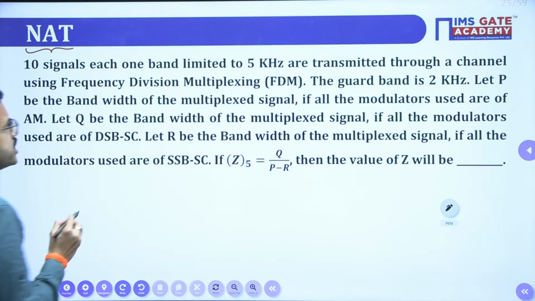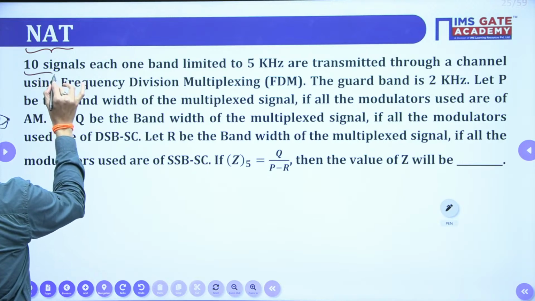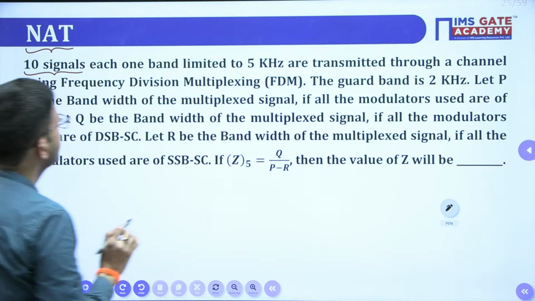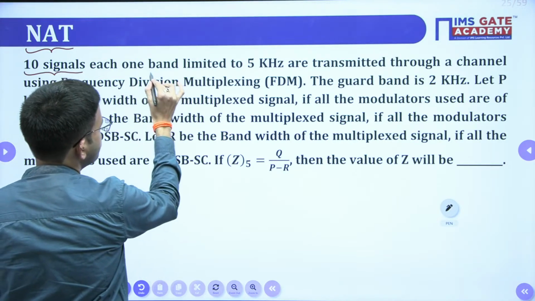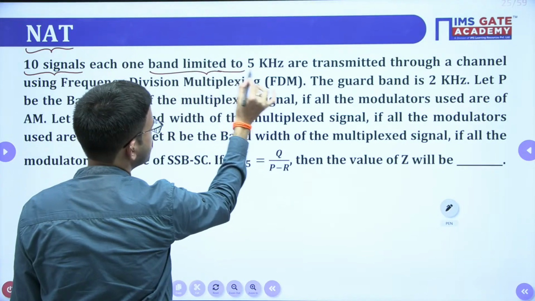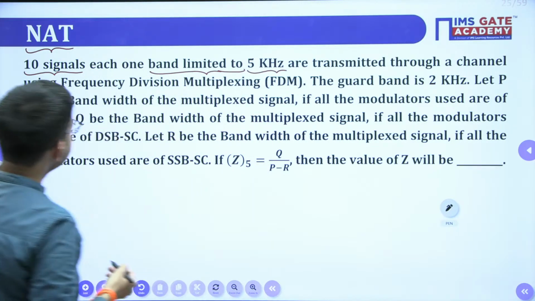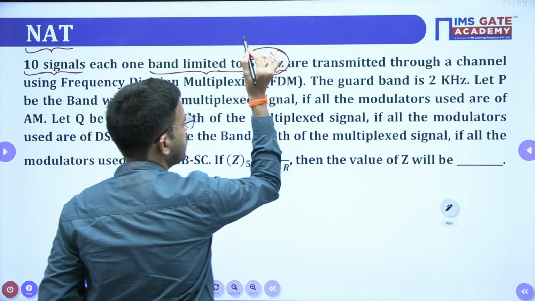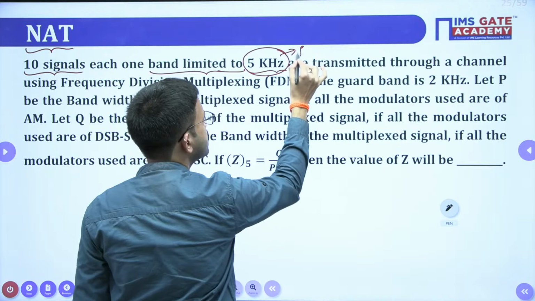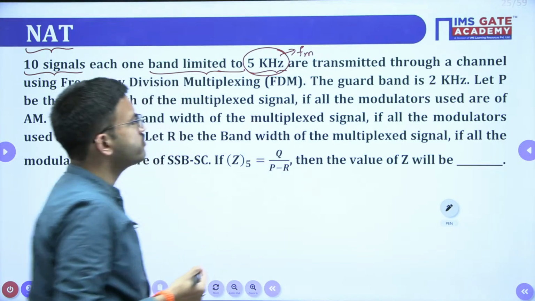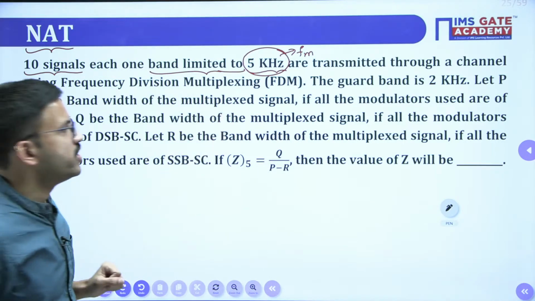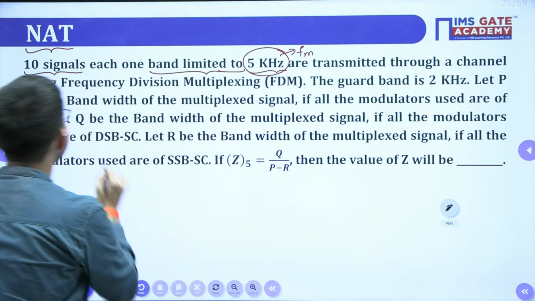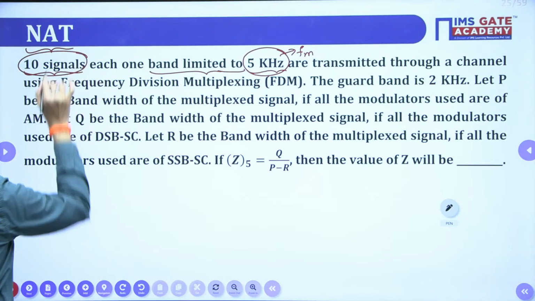See here, first read the question carefully. They have mentioned you are having 10 signals, and each one is band limited to 5 kHz. That means for each signal, the maximum frequency allowed is 5 kHz only. So this particular frequency is the maximum frequency of the signal, fm. And like that, you are having 10 signals.